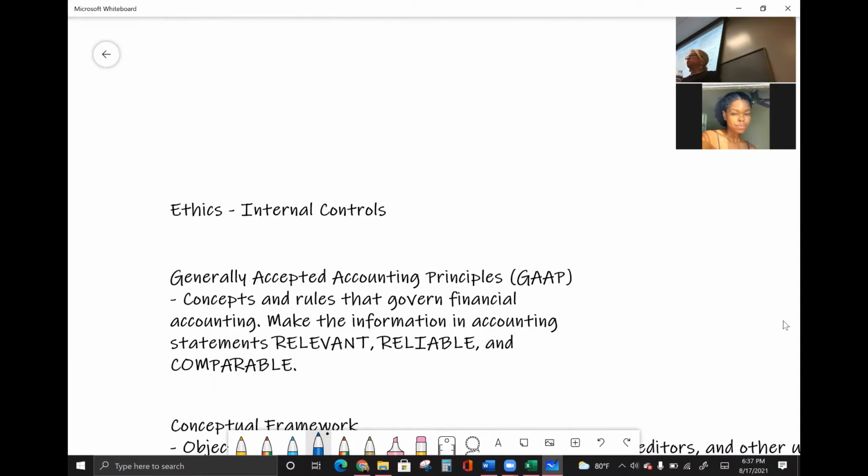Before we go to the conceptual framework, I wanted to talk about FASB. So we have a couple of different things that we'll use. It's Financial Accounting Standards Board for FASB. We have GAAP, which is the Generally Accepted Accounting Principles. We have the Securities and Exchange Commission, which is SEC.